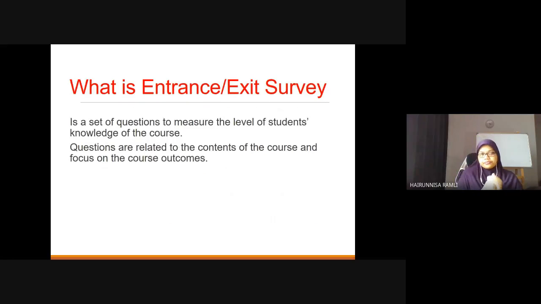So I think you have heard about this entrance and exit survey. So what is actually this survey? It's a set of questions to measure the level of students' knowledge of the course. The questions are related to the contents of the course and focus on the course outcomes. So nama pun survey, you kena jawab survey lah basically, but related to session 092.